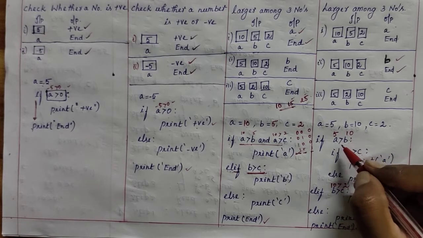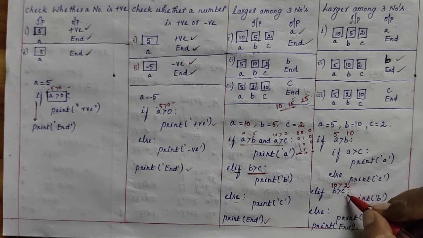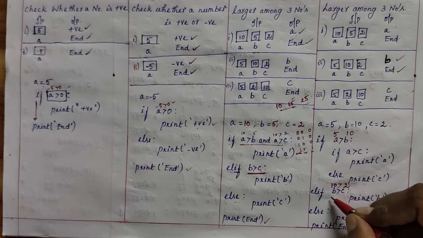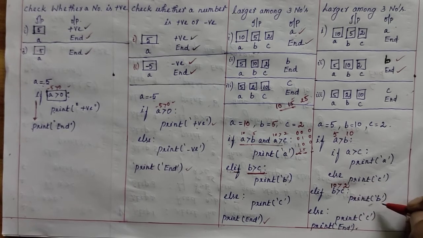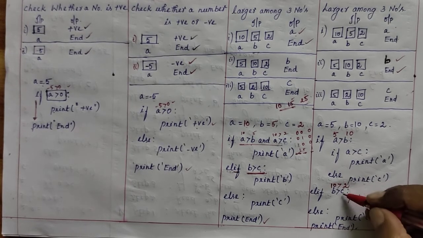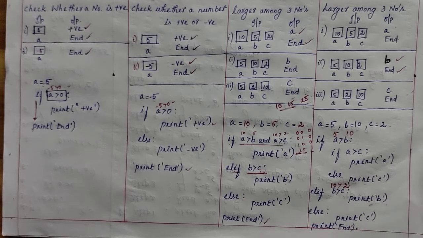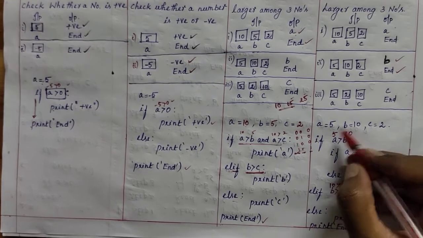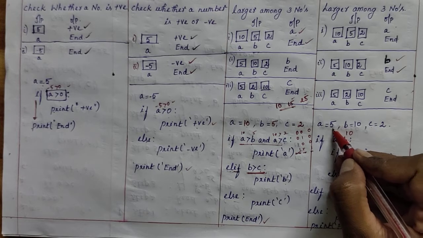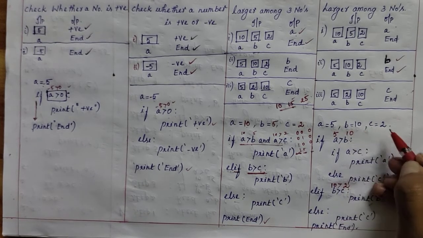In case A is not greater than B, you come here and check the values of B and C. If this condition is correct, B will be printed, and if the condition is false, C will be printed, and finally end. Okay, let's take an example. For A, I give the value 5, for B I give 10, and for C, 2.